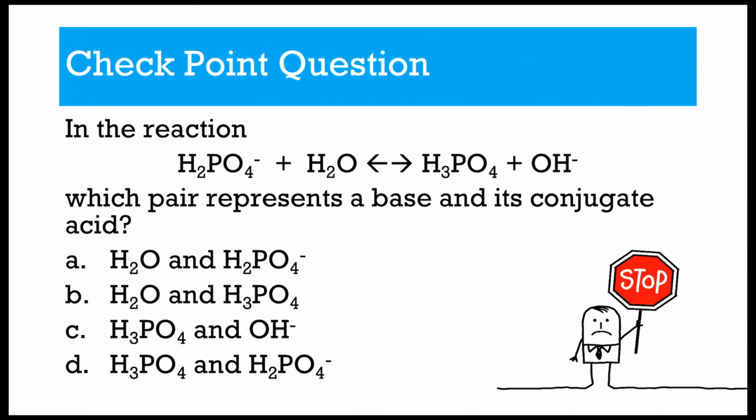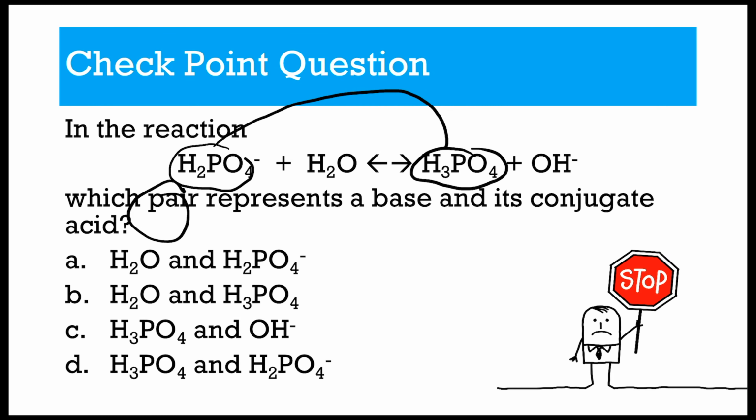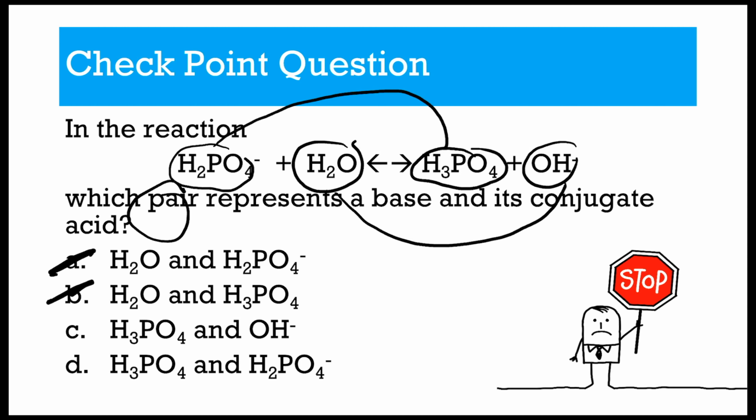So one of the first things you want to look at is pairs. So we know this and this have to pair together because they look the most similar. And this need to pair together. So we can get rid of choice A because that's not even the right pair. We can get rid of B because that's not the right pair. We can get rid of C because that's not the right pair. So D is the only one that actually has the correct pairing.